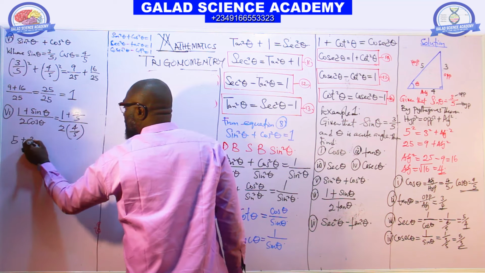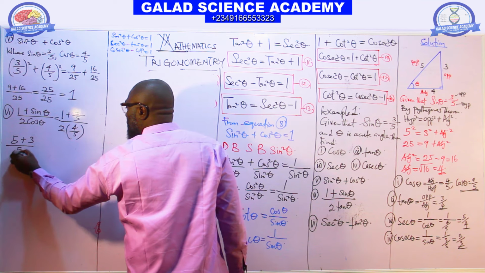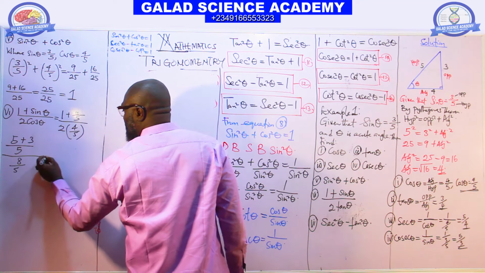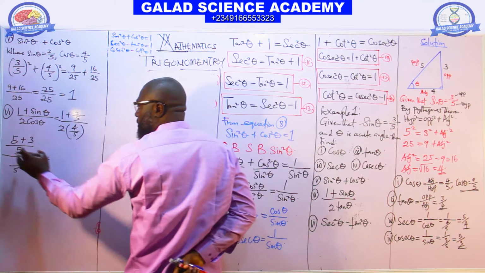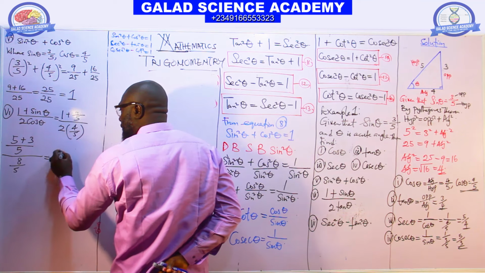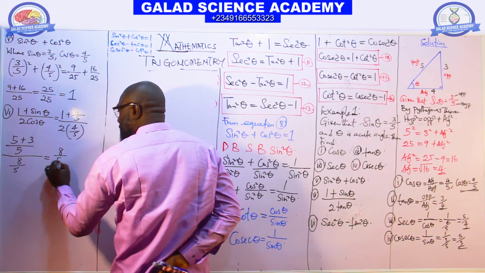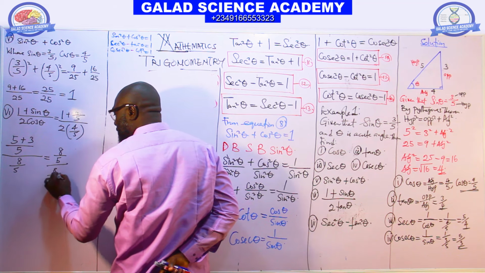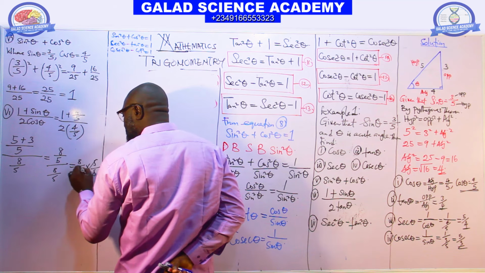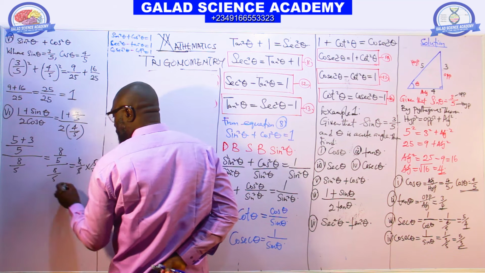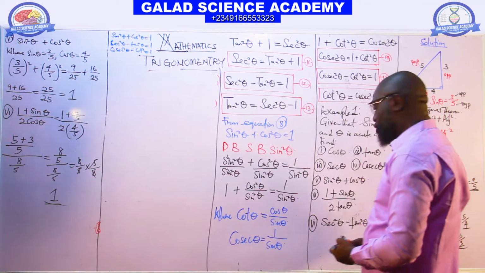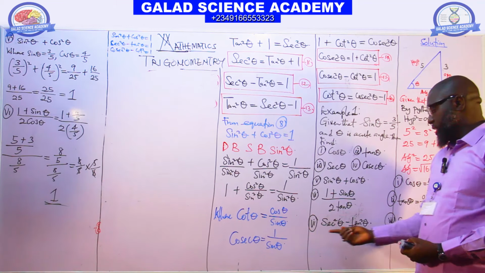5 plus 3 over 5, over 2 times 4, 8 over 5. So this gives us 8 over 5 over 8 over 5. That is 8 over 5 multiplied by 5 over 8. This one also gives us 1.